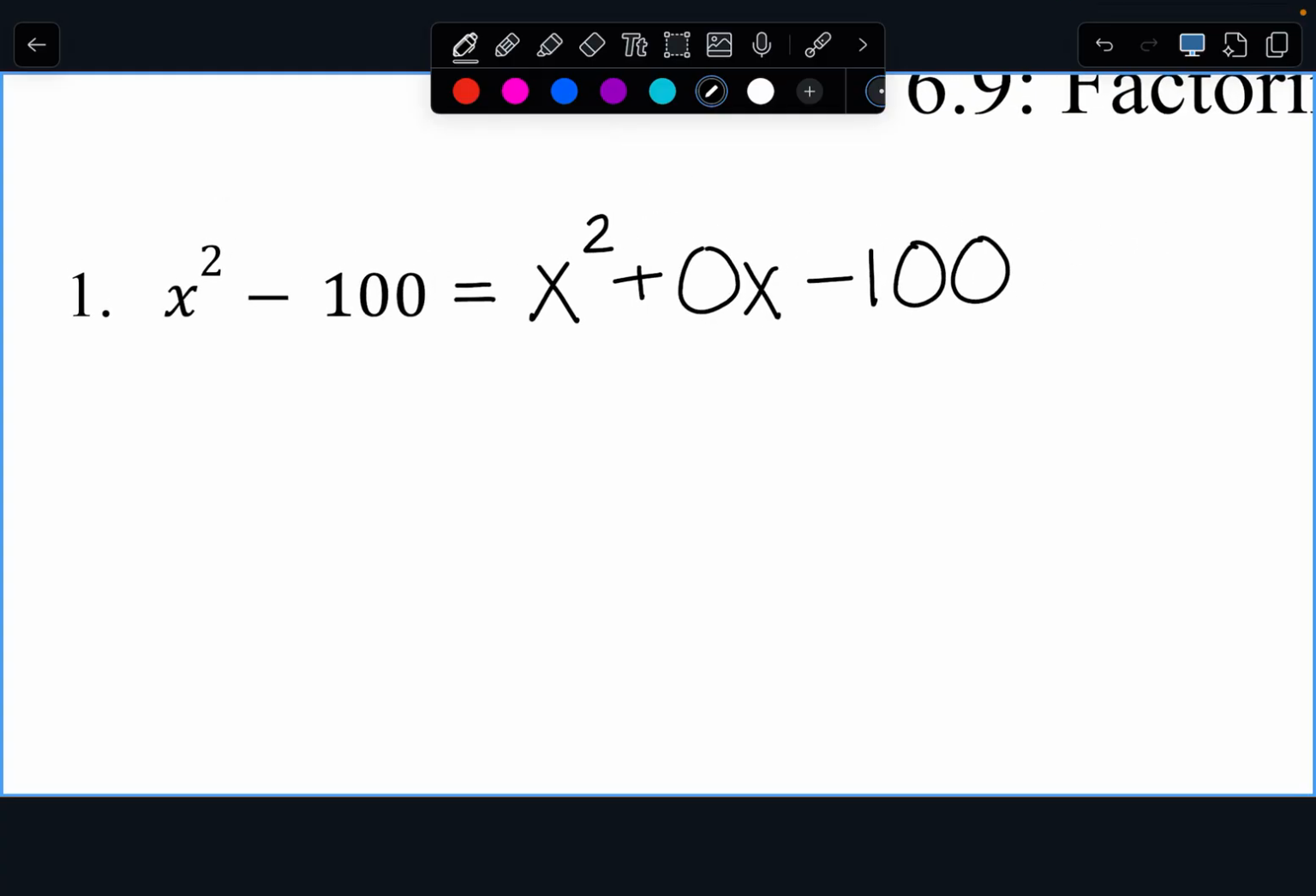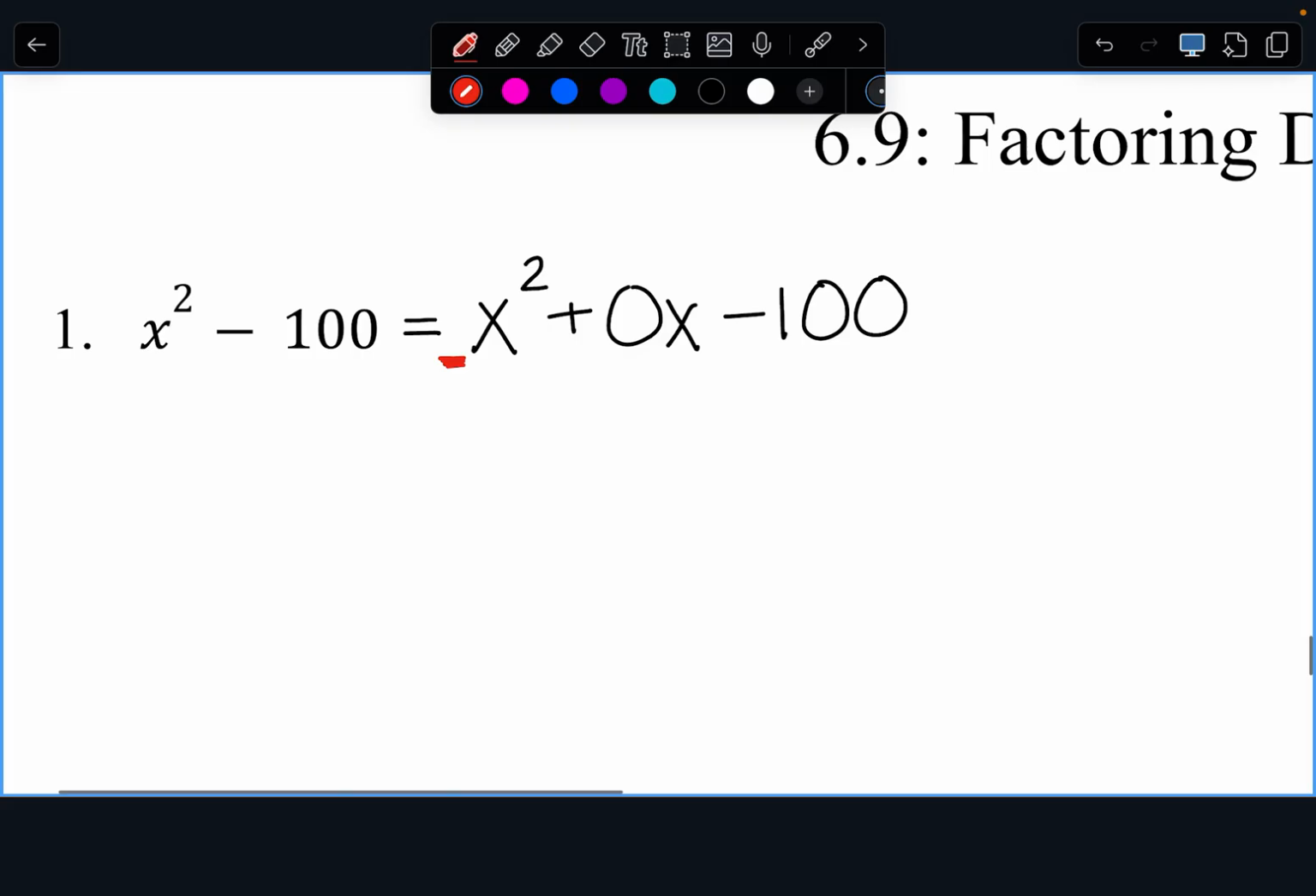When there's no number other than 1 in front of x squared, we can automatically look at this last term. You're finding two numbers that multiply to get negative 100, but add to get 0. So they're going to be the exact same number, but different signs. That's the only way you can multiply to get a negative and add to get 0.